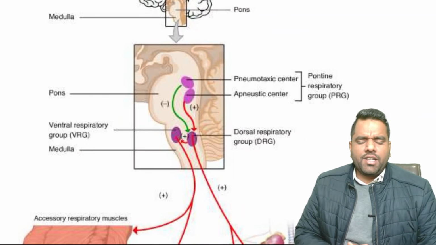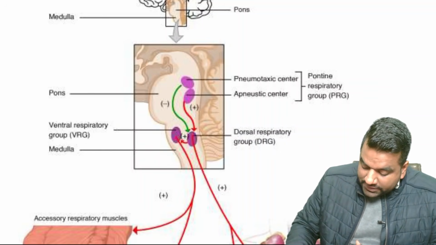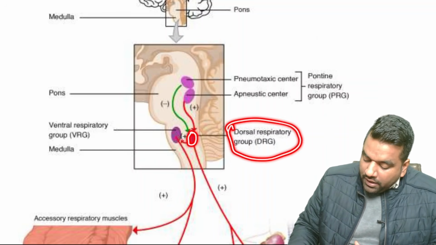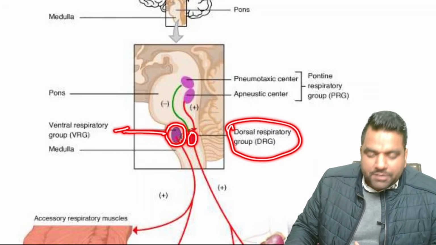Now guys, please pay attention. Why are there 5 respiratory centers? Because the first center, which is present in the medulla, we call the DRG, dorsal respiratory group. The one present anteriorly we call the ventral respiratory group.